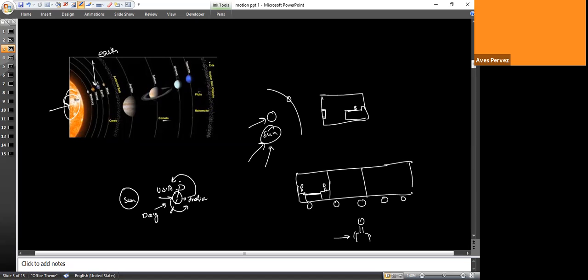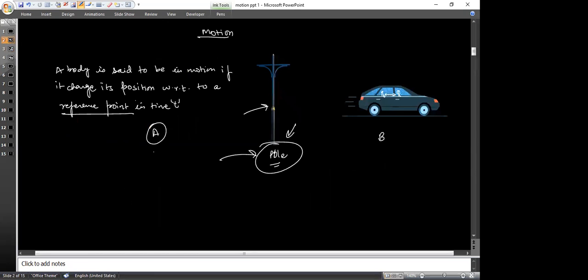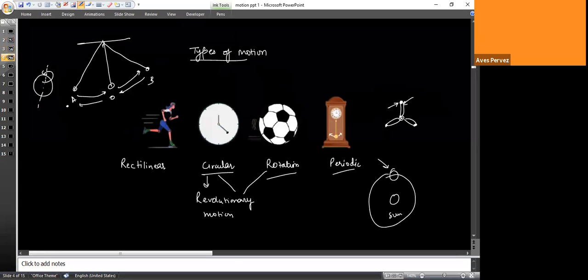Okay, so do you understand, dear student? The type of motion, do you understand, beta? Yes, sir. Do you have any doubt? No, sir. Okay, so let's move further.